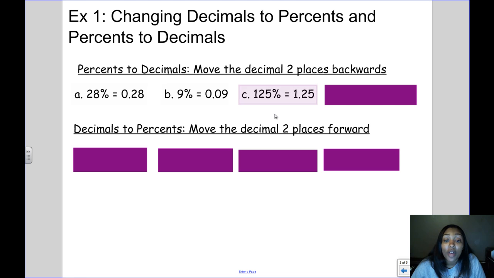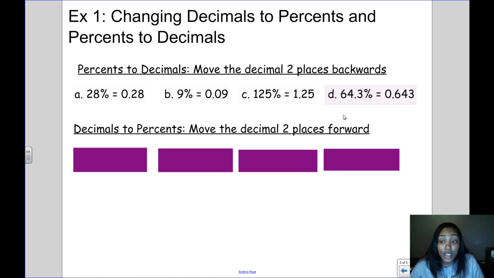Another example, we have 125%, and that as a decimal would be 1.25 or 1 and 25 hundredths. And then we have 64.3%, and as a decimal that would be 643 thousandths or 0.643. So remember, to change a percent to a decimal, you move the decimal 2 places backwards.